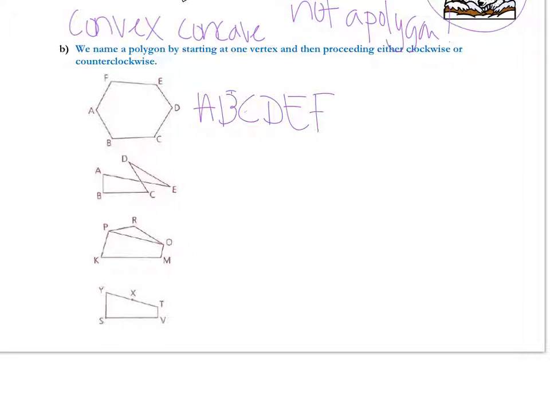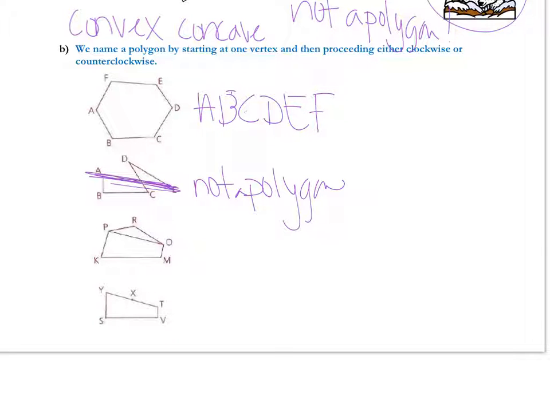Okay, so I could have started at F and gone F, A, B, C, D, E. Doesn't matter. You can't jump ship around. Okay. In the second example, if we were to name this polygon, then we would have a problem because this is not a polygon. I forgot A. So it's not a polygon. Notice that this segment would intersect at 3 times.